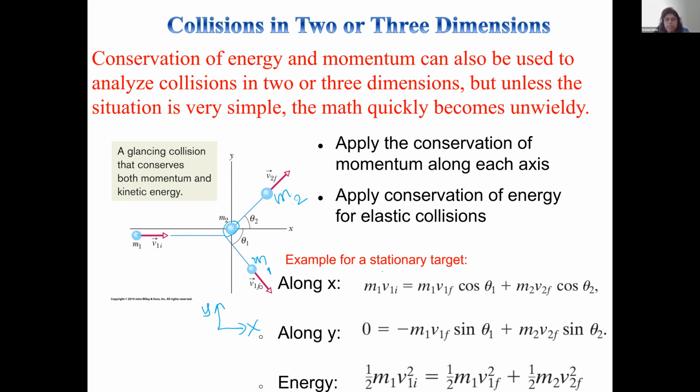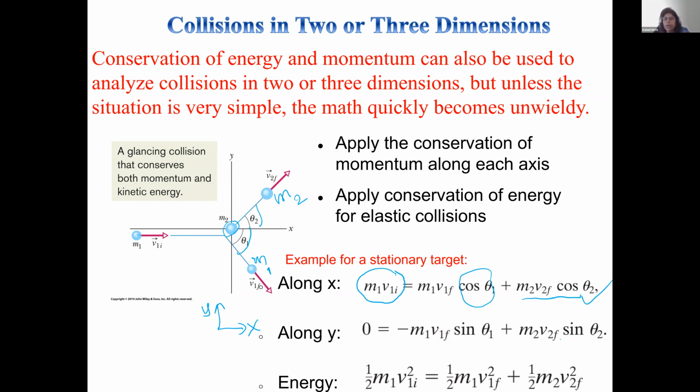So now when you write the X directional momentum, your initial is X directional, that will be M1 times V1 initial, but your final momentum from M1 will be M1 V1 final times this angle, because you need the adjacent of that, so that will be cosine of theta 1. But M2 will be M2 V2 final times adjacent of this one, which will be cosine of theta 2. So that will be your X direction.